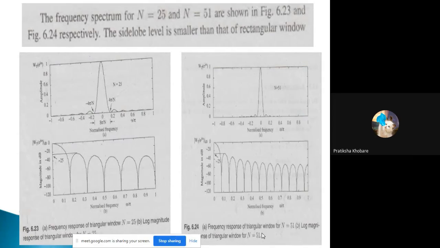Again, it reduced the main lobe and side lobe. Okay, again the side lobes are almost near to zero value, right? And the main lobe is narrower as compared to this n equals to 25 again. So this is all about the rectangular window.